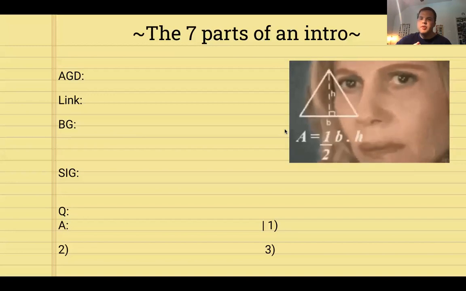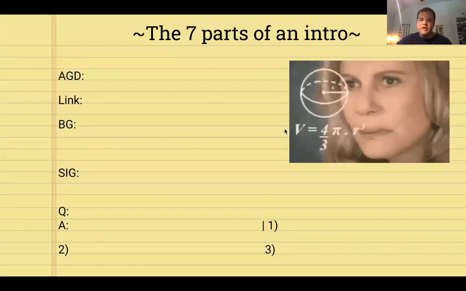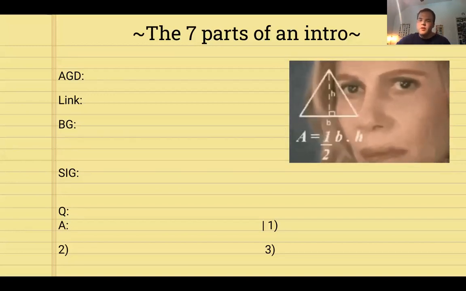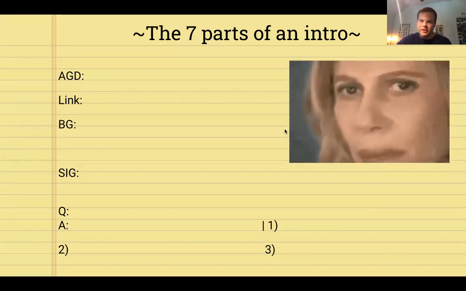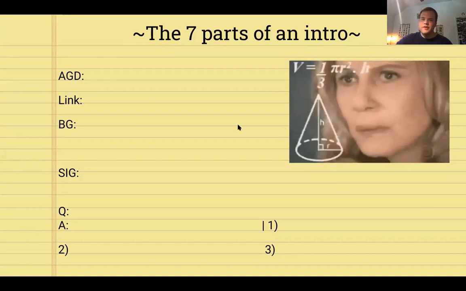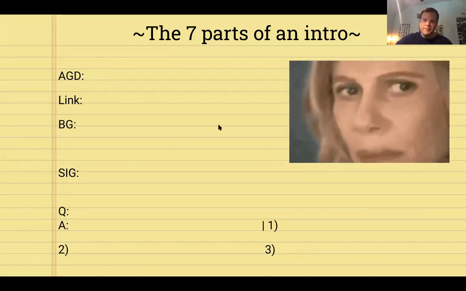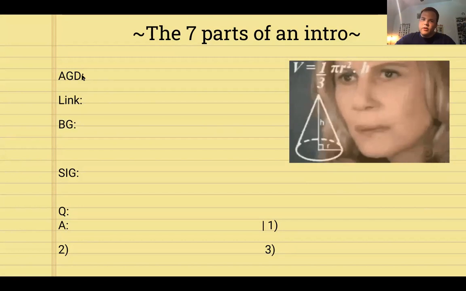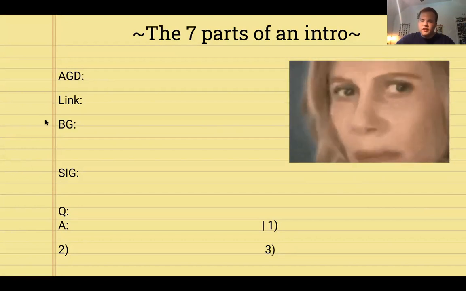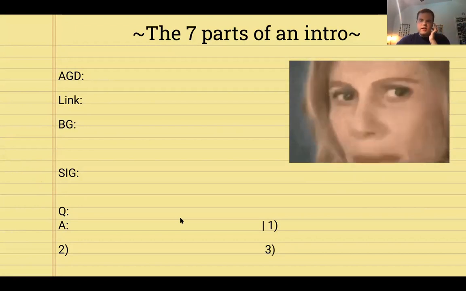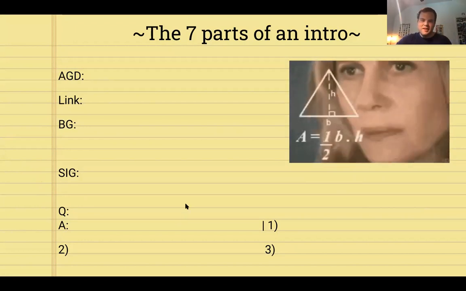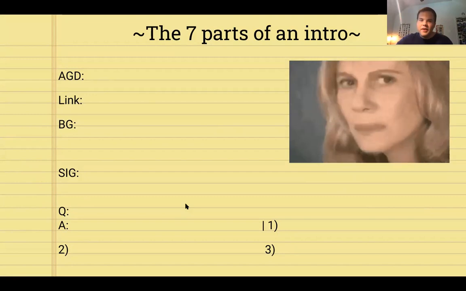So these are the 7 parts of an introduction. Think of this almost as a formula or a guideline on how to structure it to get it to that 1 minute and 30-second mark. The first thing we do is obviously the AGD, and then you'll do your link, your background, your significant statement, question, answer, and then your 3 tags or points. I know this looks really confusing, but once I explain it, hopefully it won't.